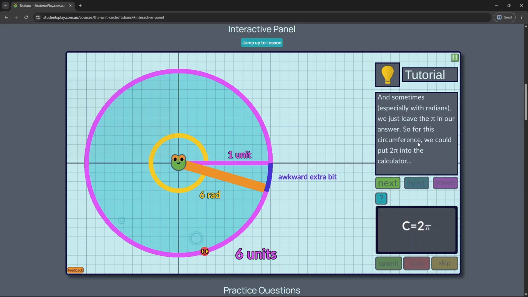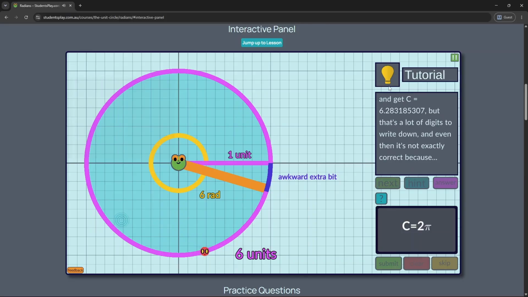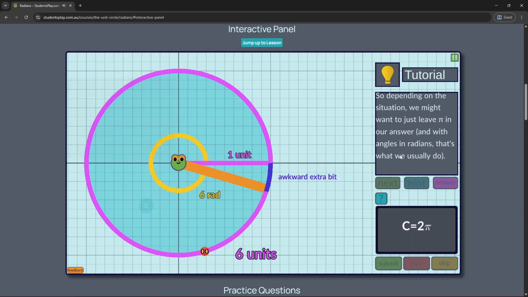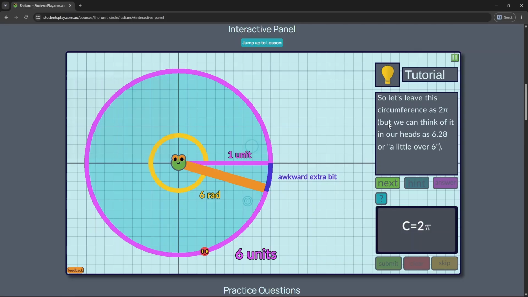So for this circumference, we could put 2 pi into the calculator and get C equals 6.283185307. But that's a lot of digits to write down, and even then it's not exactly correct because even the calculator had to round it, because there are so many decimal digits after that. So depending on the situation, we might want to just leave pi in our answer, and with angles and radians, that's what we usually do. So let's leave this circumference as 2 pi, but we can think of it in our heads as 6.28, or just a little bit over 6.